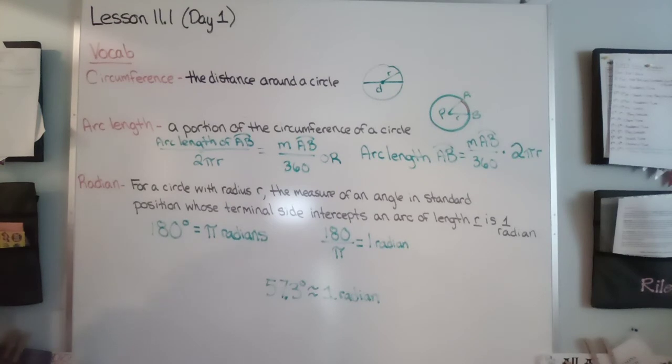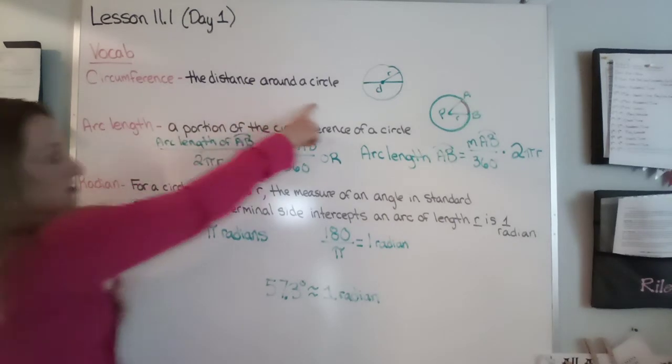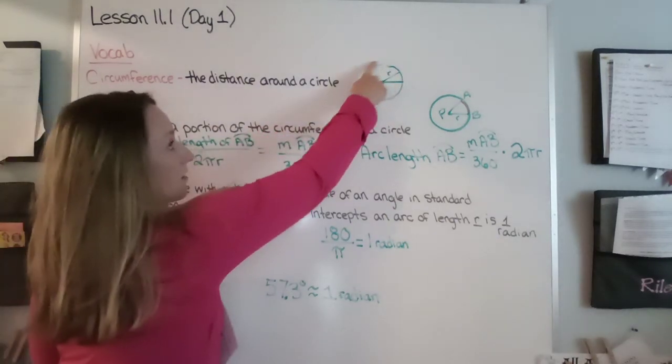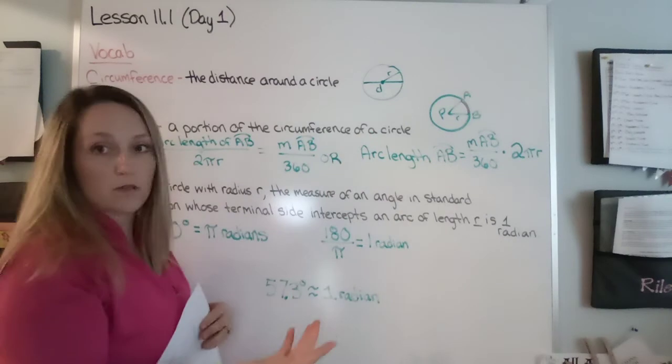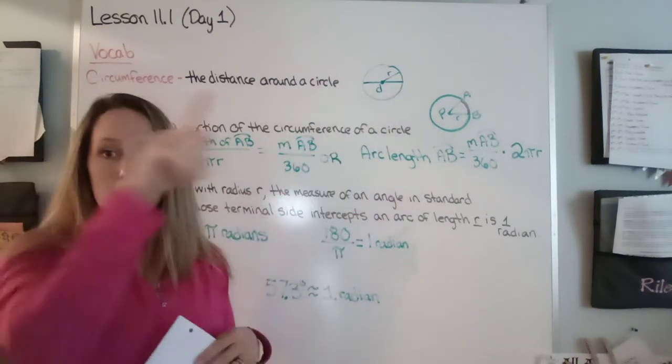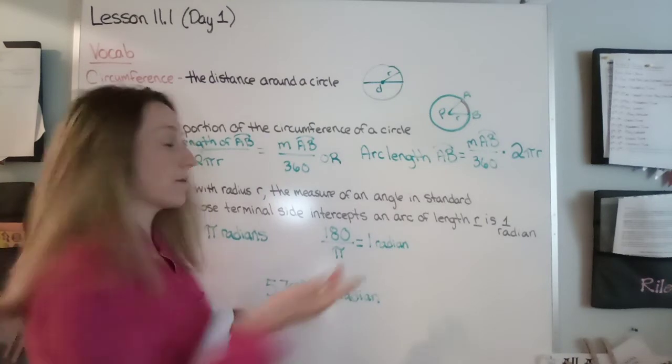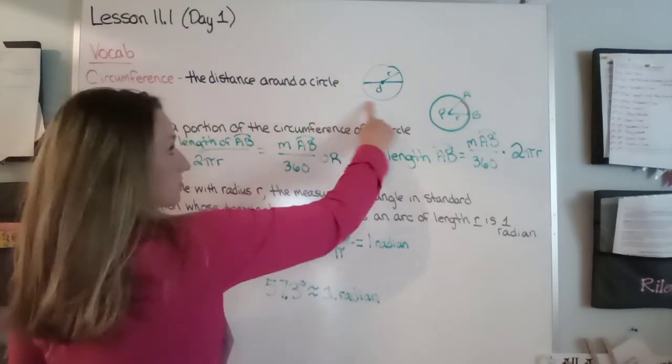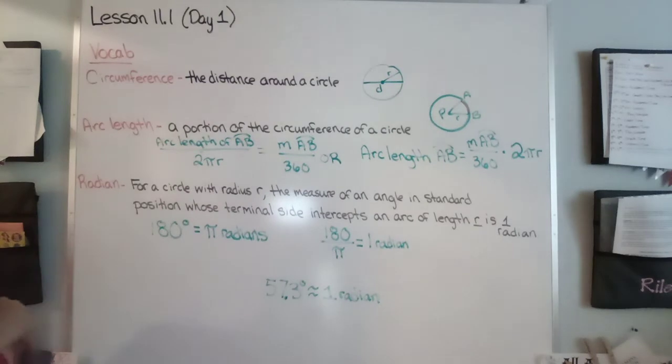First, we have circumference. When we talk about the circumference, we're talking about the distance around a circle. Basically the perimeter, if you want to use a term that you're familiar with. When we talk about the distance around the shape, we're talking about the perimeter. So the circumference of the circle is the distance around.